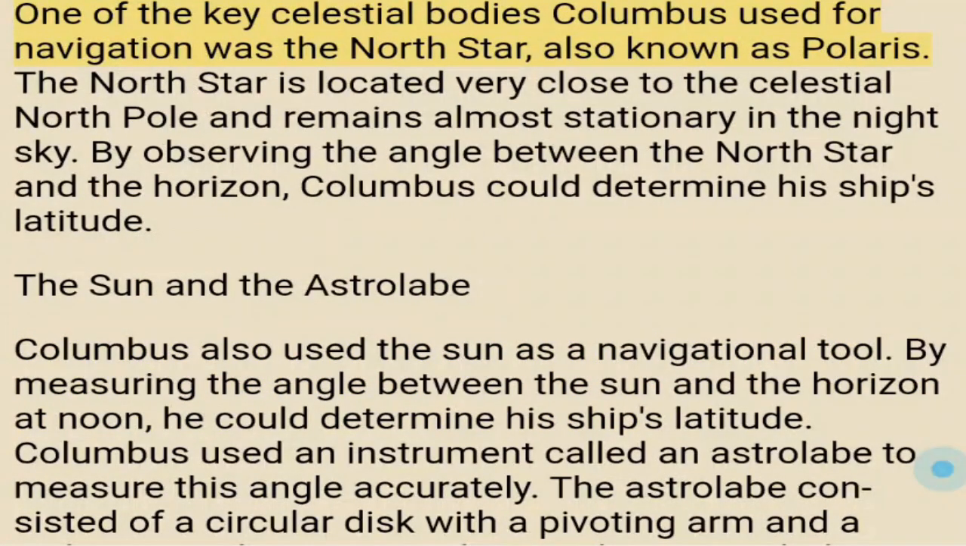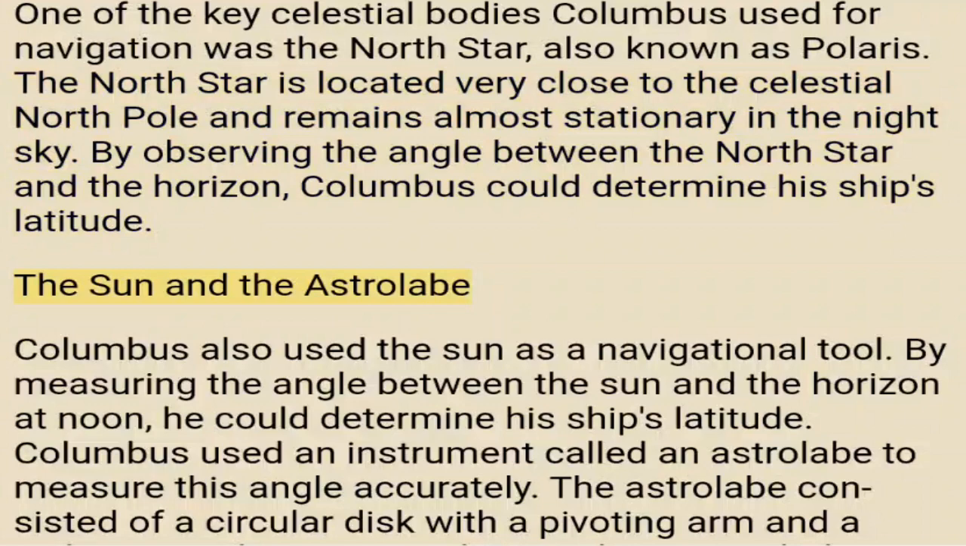The North Star. One of the key celestial bodies Columbus used for navigation was the North Star, also known as Polaris. The North Star is located very close to the celestial North Pole and remains almost stationary in the night sky. By observing the angle between the North Star and the horizon, Columbus could determine his ship's latitude.